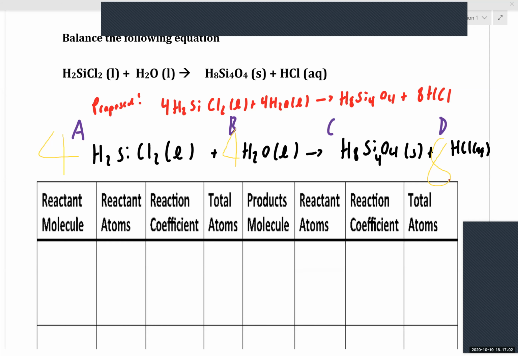So we see a few more students communicating in the chat that they agree with this proposed set of coefficients. This is quite an interesting reaction overall. Let's keep working on this example. If there's any part you're stuck on when balancing these equations, don't be shy to let me know. And we'll continue on and we'll discuss this example as a group in about 1 minute.